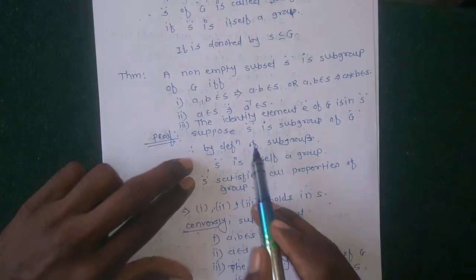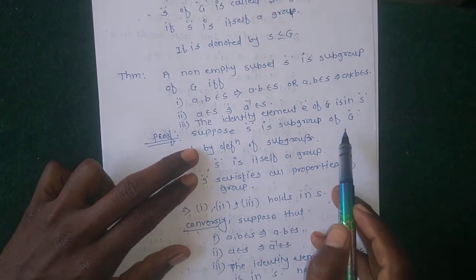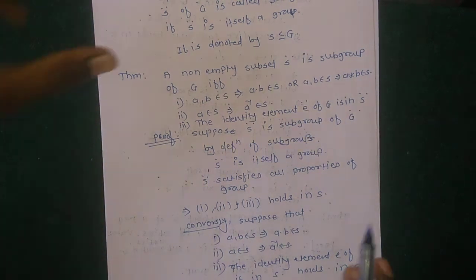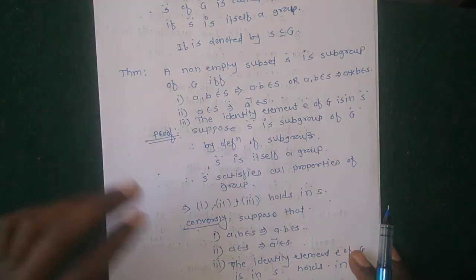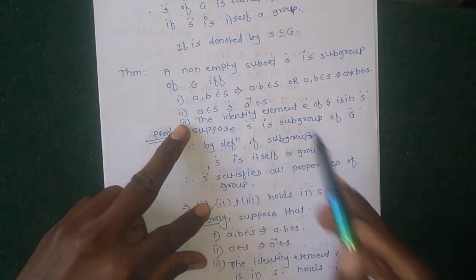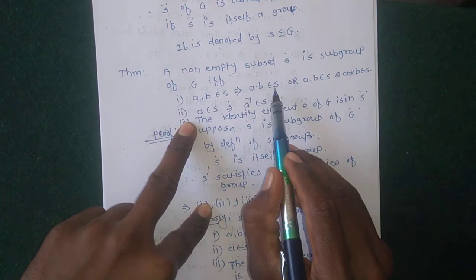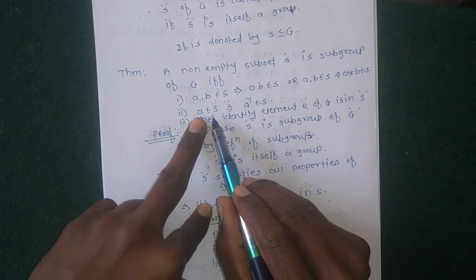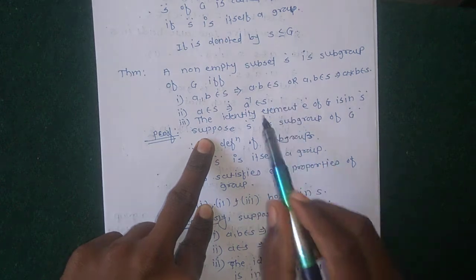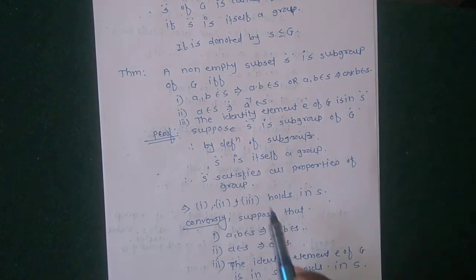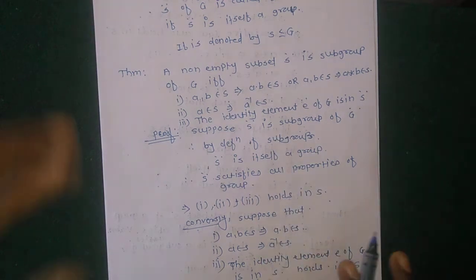Firstly, suppose that S is a subgroup of G, then by definition of subgroup S is a group itself, means S satisfies four properties of group, which implies that these three conditions also hold in S. Closure property is satisfied because S is a group, also inverse element exists in S because S is a group, and identity element also exists in S. Therefore three conditions hold in S.